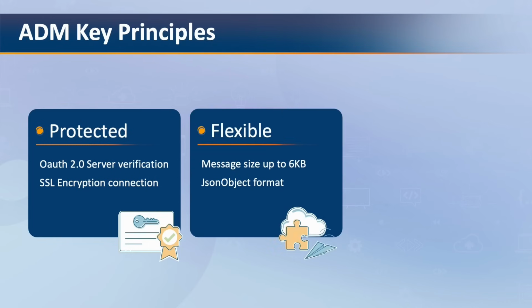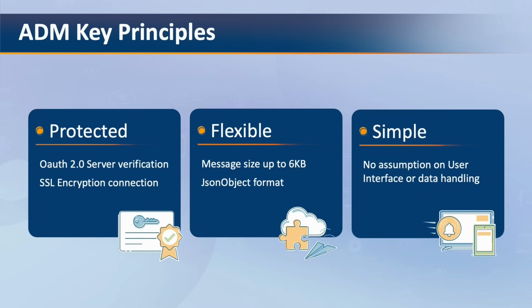Flexible. ADM doesn't process the data you send in any way. Your message is solely required to be no greater than 6 kilobytes in size and to send the data in the form of a JSON object. Simple. ADM is a transport mechanism, delivering message data to your app. It does not provide any built-in user interface or other handling for the data.